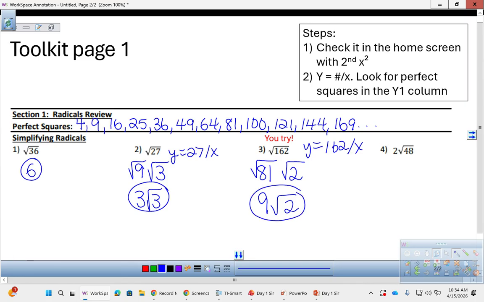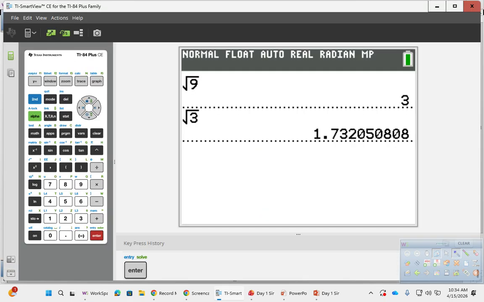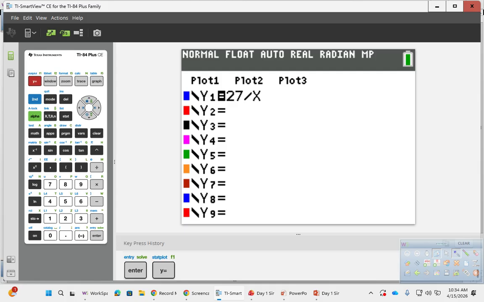All right. Now, what's different about number 4 is there's this thing called a coefficient. There's a number in front. It really doesn't change what I'm doing with the problem. I'm going to ignore the coefficient and I'm just going to look at the 48. 48 is not a perfect square. So I want to see if there's anything that is a perfect square that's also divisible into 48.